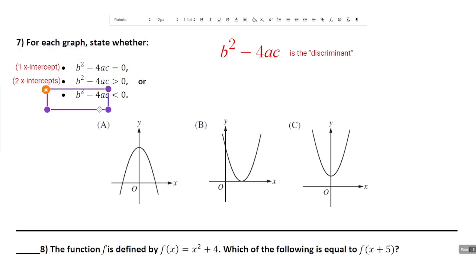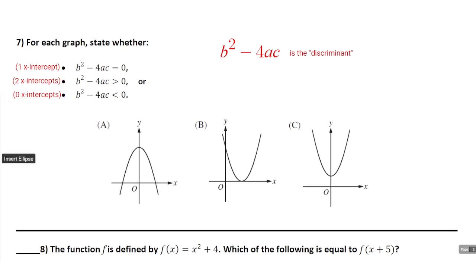And if the discriminant is negative, we'll have no real solutions. Both the solutions will be imaginary, and so we will have 0 x-intercepts. So understanding the relationship between the discriminant and the number of x-intercepts is what's going to help you answer this question. So the first one you can see has 2 x-intercepts.